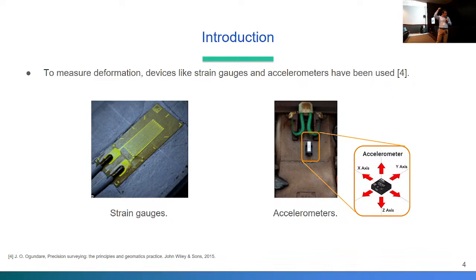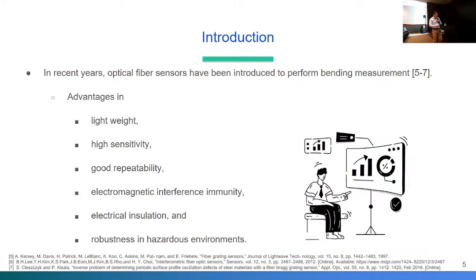Nevertheless, in recent years, some other kinds of sensors, like optical fibers, have been used to measure this bending also. So why? Well, because they have some advantages. For instance, this kind of sensors, I mean the optic devices, are light, highly sensitive, have good repeatability, and are also immune to electromagnetic and electrical interference, and can be implemented in industrial environments, which are very harsh.